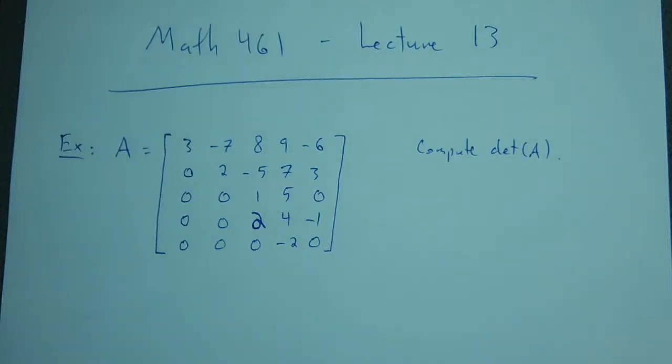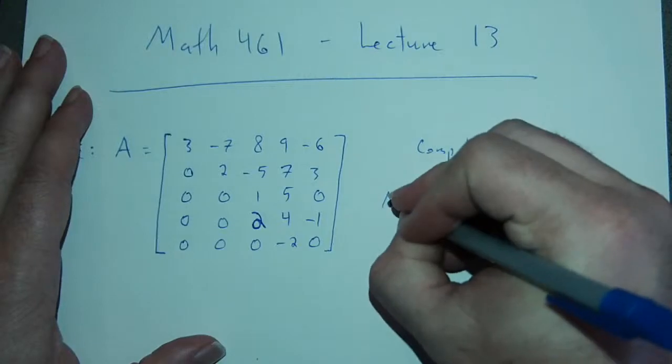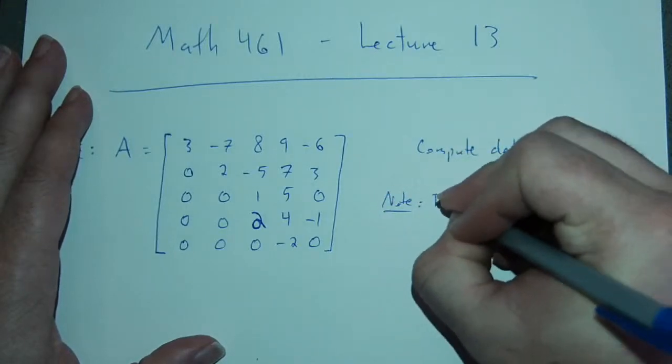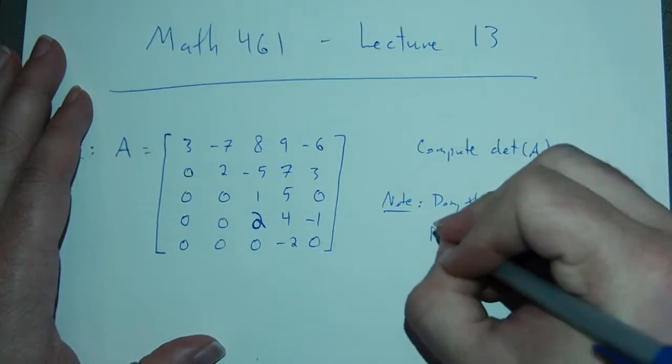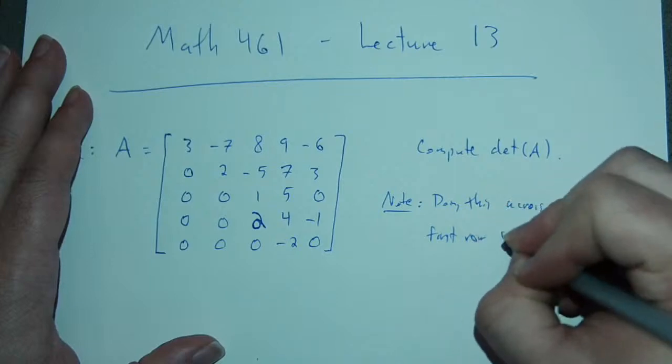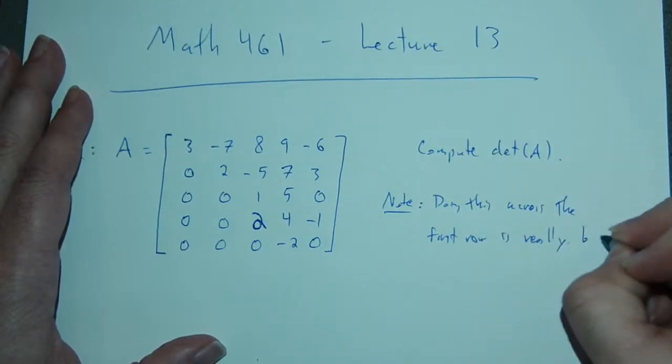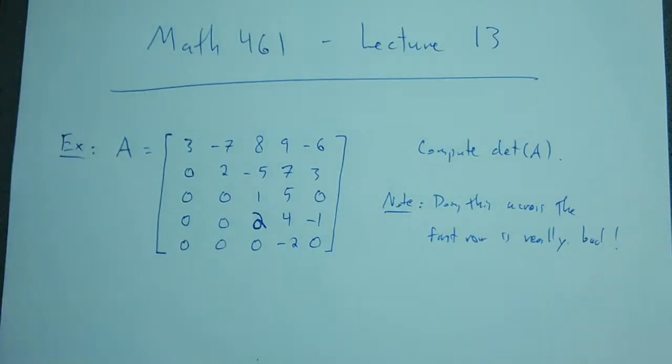Let's do this example. So say that I have a matrix. It's a pretty big matrix. I want to compute its determinant. Now, if I were to just do this in the stupidest possible way, so if I were to do this across the first row, think about what that would have me do. So note, doing this across the first row is really bad. Why is it really bad?